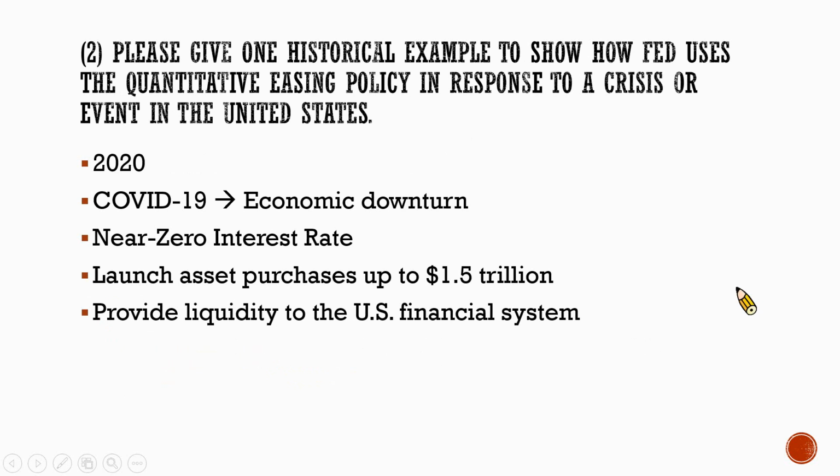I'm going to give one historical example to show how the Fed uses the quantitative easing policy in response to a crisis or event in the United States. Since the outbreak of the COVID-19 pandemic in 2020, the coronavirus crisis in the United States and the associated business closures, event cancellations, and work-from-home policies have triggered a deep economic downturn of uncertain duration. The Fed had brought down its interest rate to nearly 0%. The U.S. Federal Reserve also announced its plan to implement up to $1.5 trillion in asset purchases as an emergency measure to provide liquidity to the U.S. financial system.